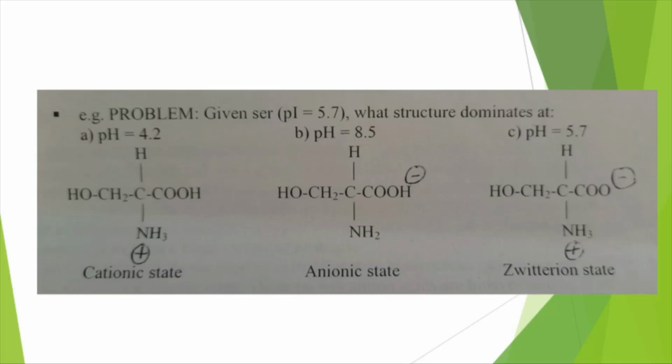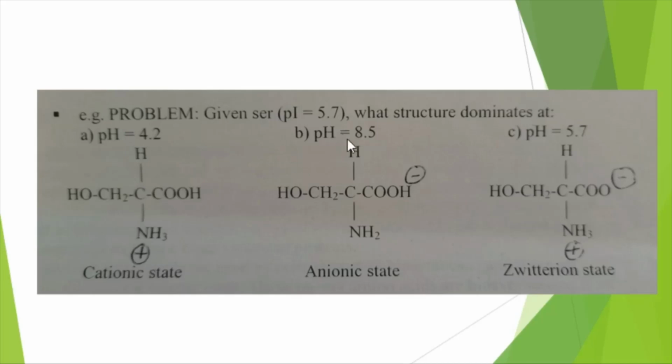So as you can see, if your serine is subjected to a pH of 5.7, it becomes a Zwitterion. So it has both negative and positive charge. So this is its isoelectric pH, right? So 5.7. But if your serine is subjected to a lower pH, so this is 4.2, okay, your serine will be in cationic state. Okay, it becomes positive already.